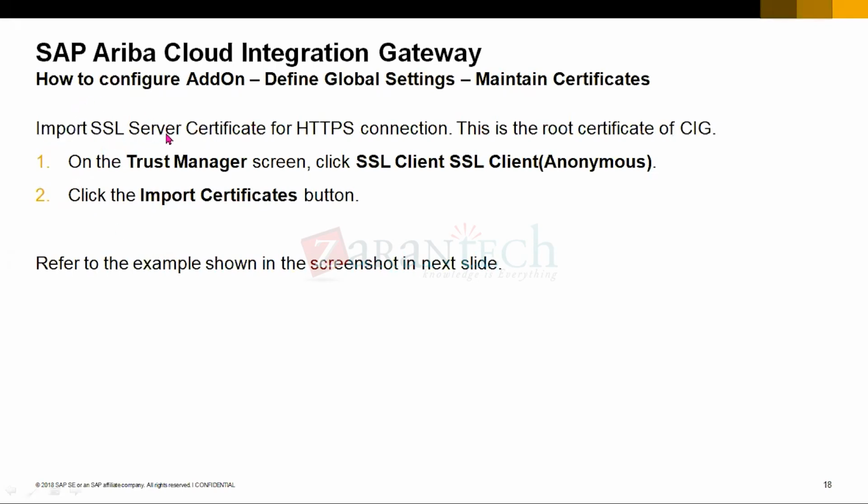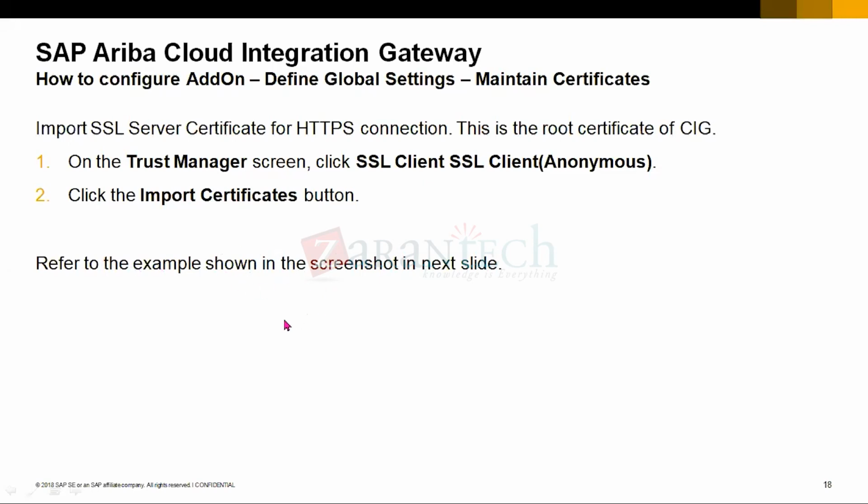Import SSL server certificate for HTTPS connection. This is the root certificate of the CIG. On the trust manager screen, click SSL client anonymous and click the import certificate button, and refer to the examples shown in the screenshot below.